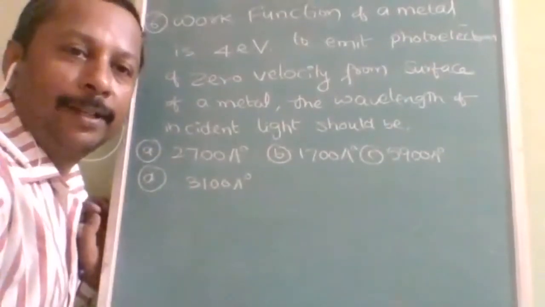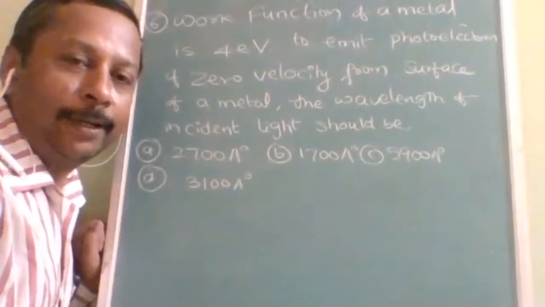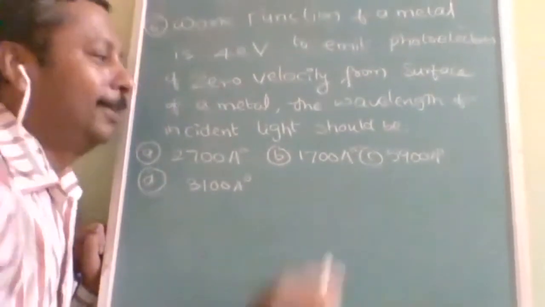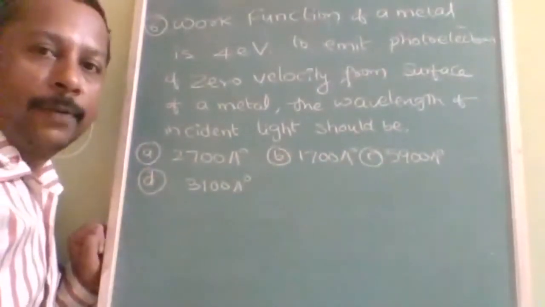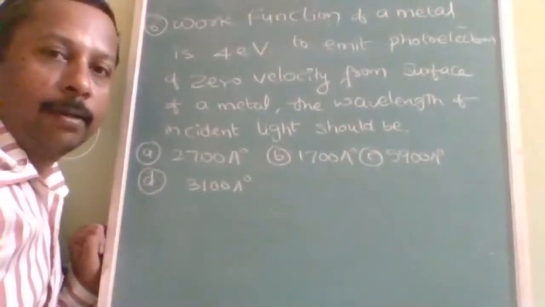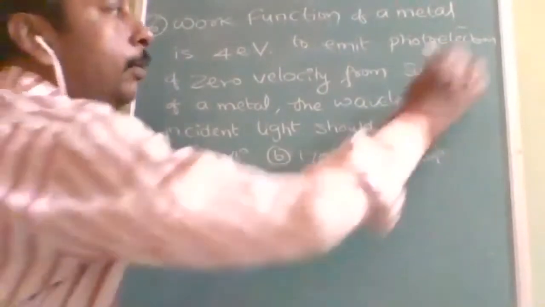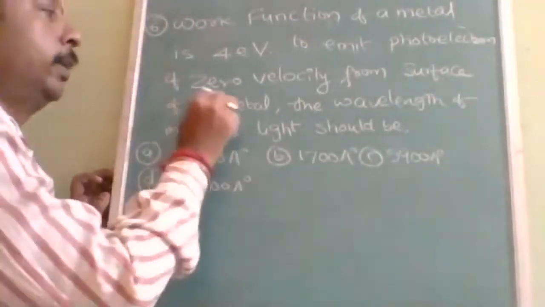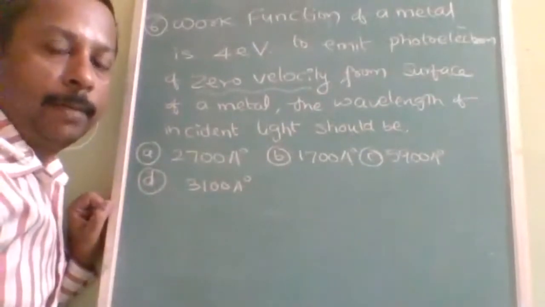Okay, students, another wonderful different model question is here in front of you. Will you be able to crack it? See, work function of a metal is 4 electron volt. To emit a photoelectron of zero velocity from a metal.